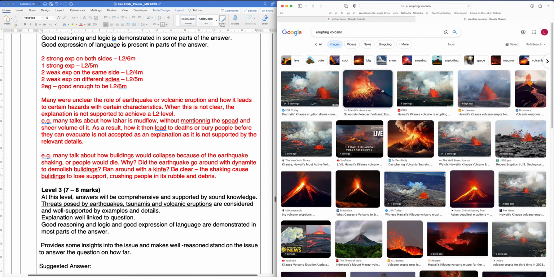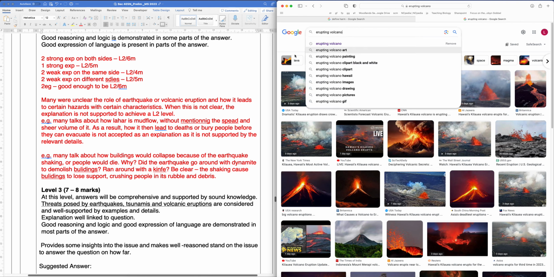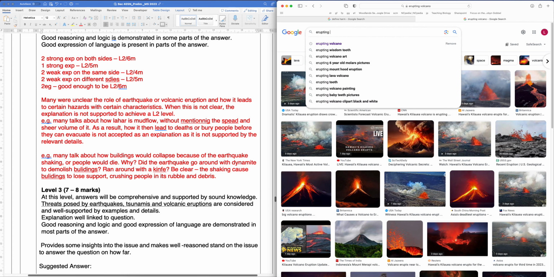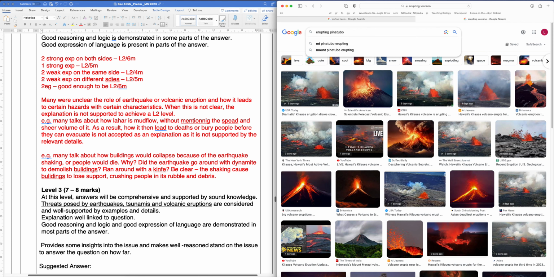So this is a typical shield volcano. As you can see, lava may fly around. This is some of the gases that it releases. Maybe I'll choose Merapi, it will be better, or Pinatubo. Ash cloud and pyroclastic.